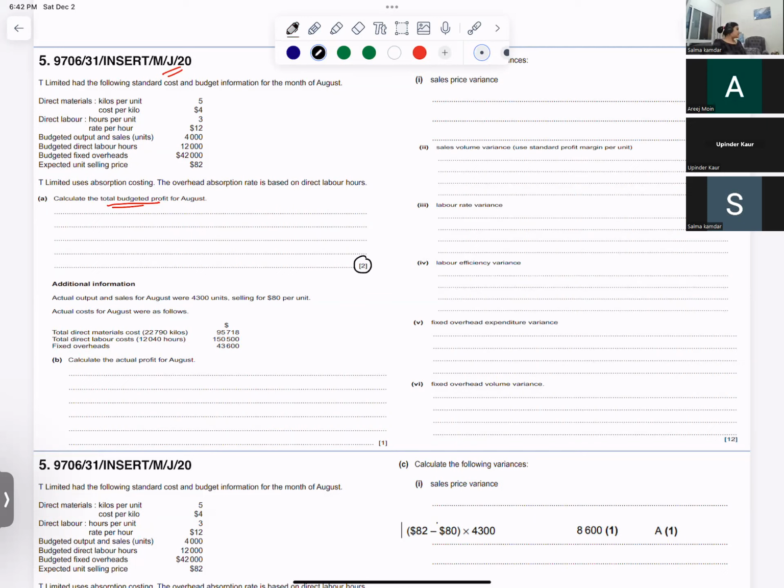How do you get profits? Sales minus direct material and direct labor. Okay, fine. So come on, tell me, how will you do that? I have per unit selling price.